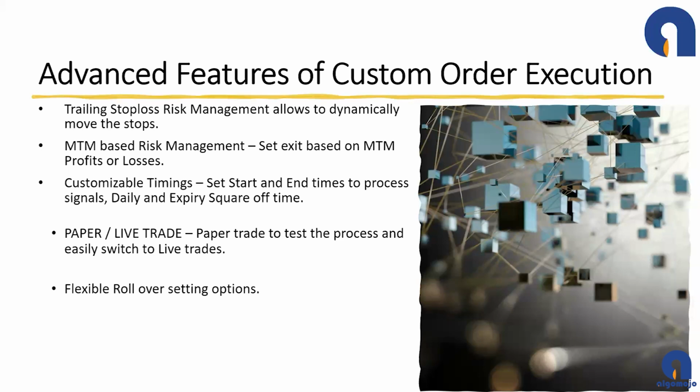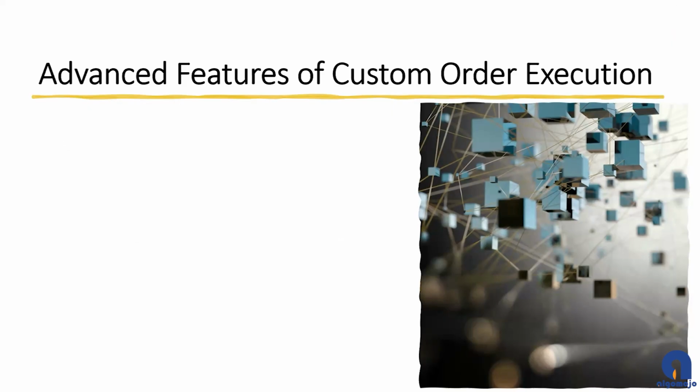Suppose you have a contract of October running and you want to roll over on the third week of October to the November series. You can set the time and date on which you want the rollovers to happen. So whatever positions are open will be closed of the current month, and the next month's contract will be taken up at the set time and date.